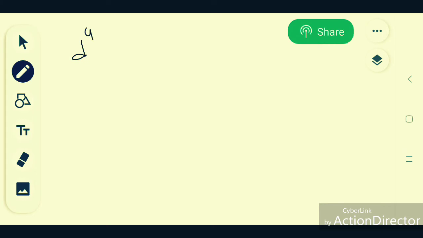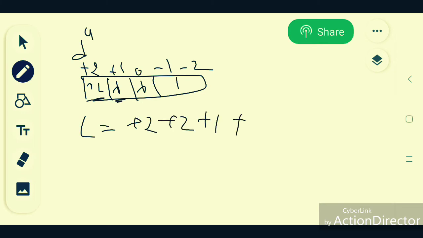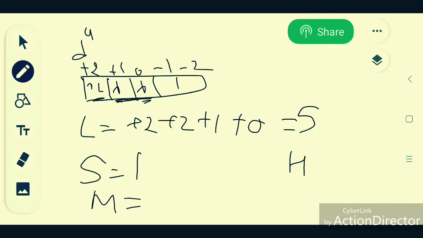In case of D4 configuration, we can again explain how the ground state term can be calculated. So in case of D4 configuration, the arrangement of electrons will be like this, and the value of L for each electron is like this. So for these two electrons, L will become +2, +2. For this electron, it becomes +1. For this electron, it becomes 0. So it becomes 5. So 5 means the ground state term will be H. S is equal to, there are 2 unpaired electrons, so S becomes 1. Multiplicity will become 3, so the term will become 3H.